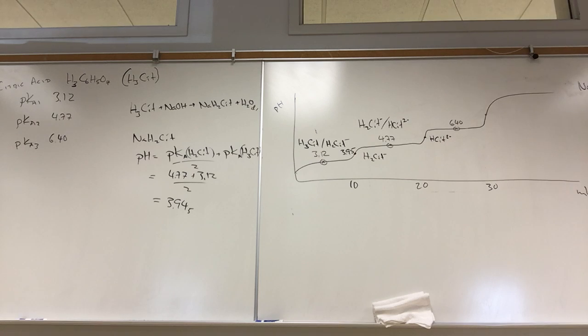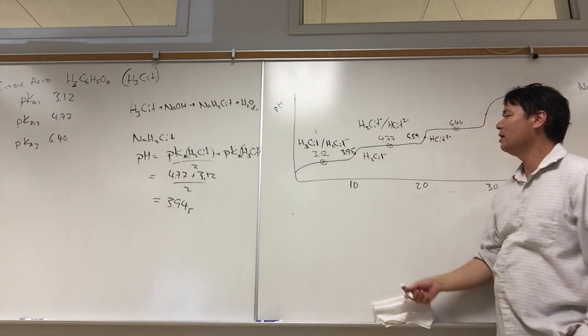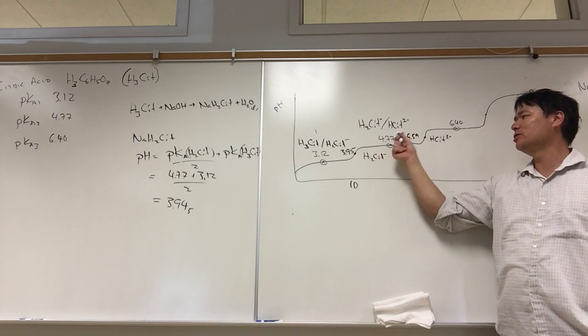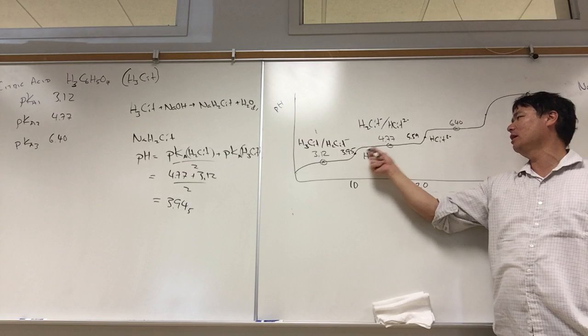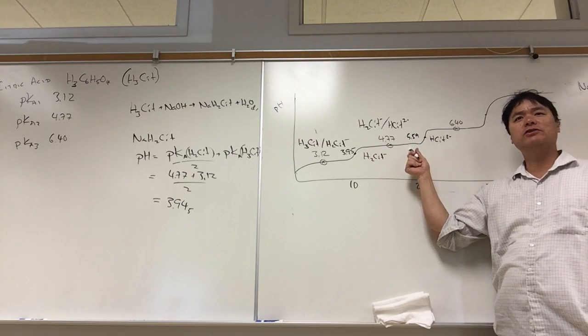And so this is going to be 6.40 plus 4.77 divided by 2, which gives us, what is it? 5.585, or 5.59. And so now we know that buffer region 2 is bounded between 3.95 and 5.59. The pH in there would be buffer region 2.